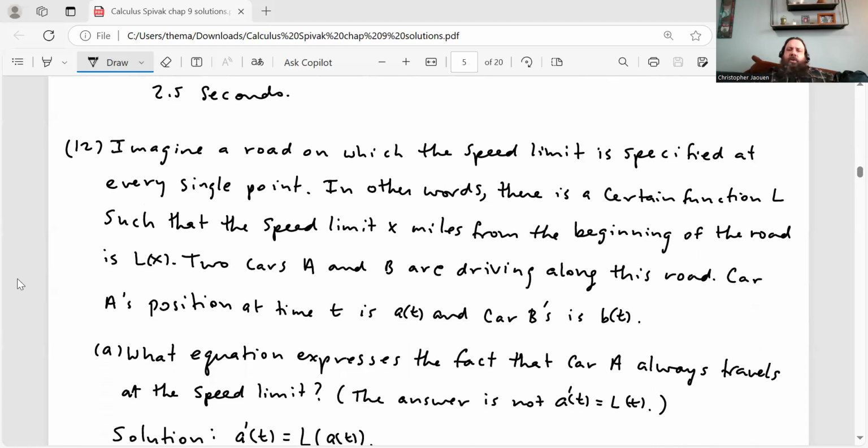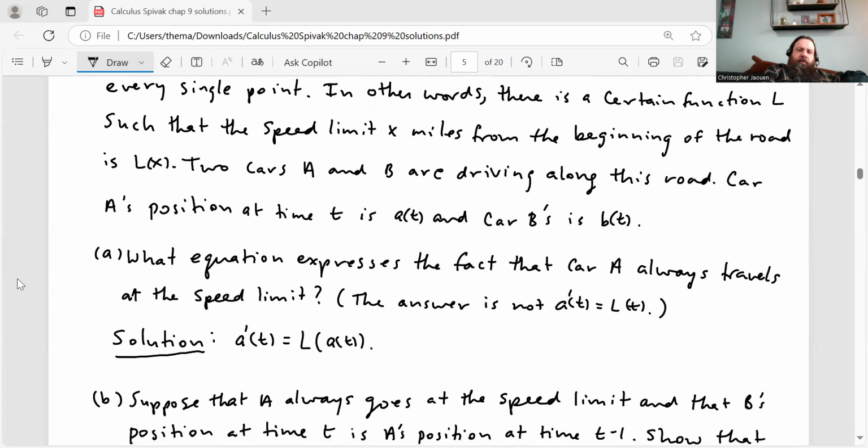Imagine a road on which the speed limit is specified at every single point. In other words, there's a certain function L such that the speed limit X miles from the beginning of the road is L of X. Two cars A and B are driving along this road. Car A's position at time T is A of T, and car B's is B of T. And then there's a bunch of questions here.